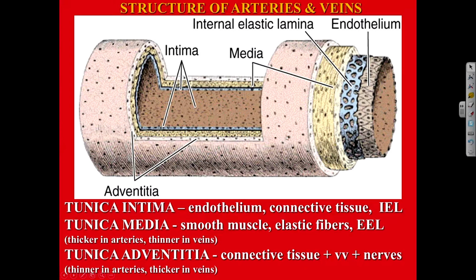Sometimes we'll have blood vessels within this large connective tissue layer of the tunica adventitia, which we call the vasa vasorum, vessels within the vessels. Okay, occasional nerves. So this tunica adventitia, this outer connective tissue layer, is thicker in veins and thinner in arteries.